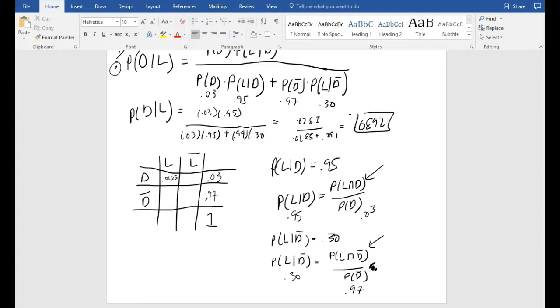So L and not D. L right here, not D right here. Their intersection is right there, and we get 0.291. Okay, and from this point we can fill in the rest of the table because we have enough information to do so.